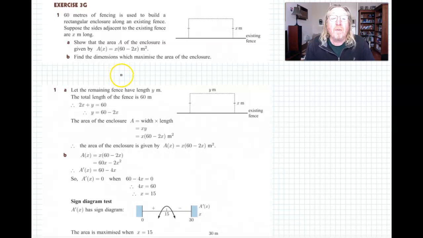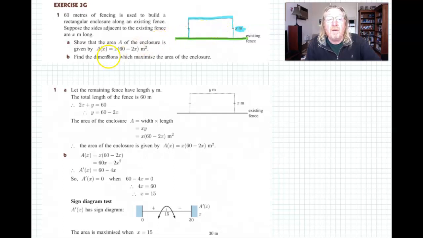We'll see what happens. Now, question 1: we've got 60 metres of fencing used to build a rectangular enclosure along an existing fence. So here's the existing fence. Okay, so you don't have to fence that side. Now, suppose the sides adjacent to the existing fence are X metres long. The new fence is what I've done in blue there, and they've chosen to make that length there X metres long.